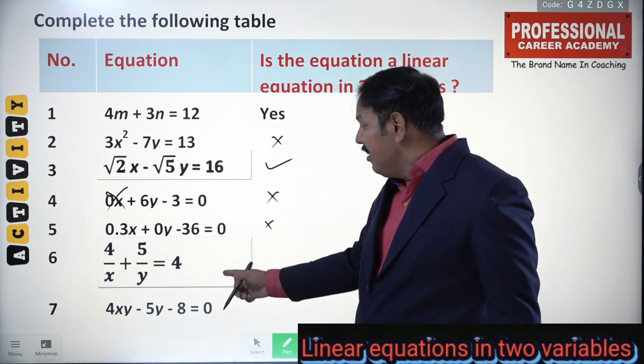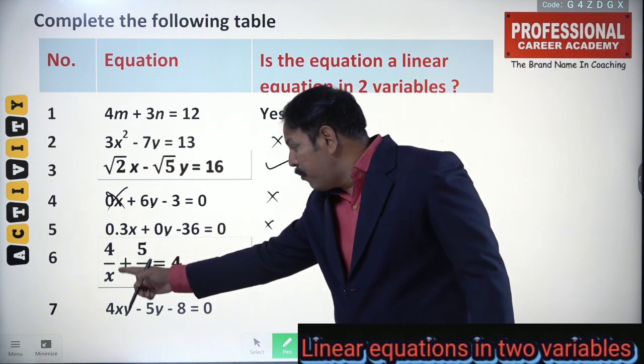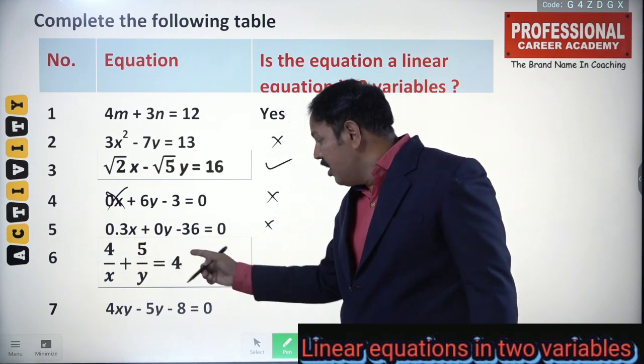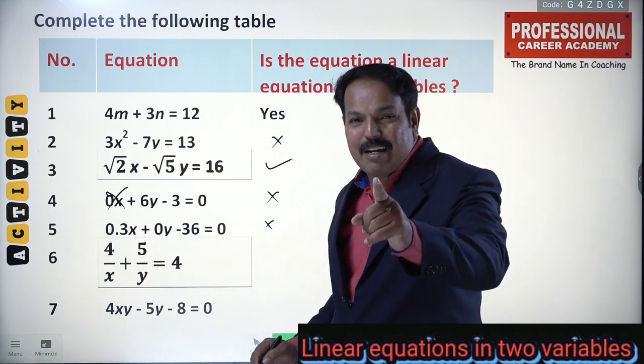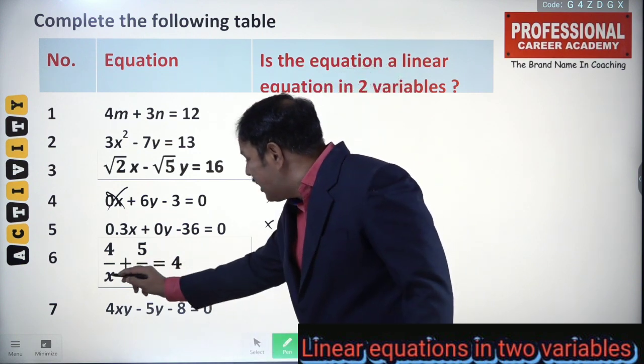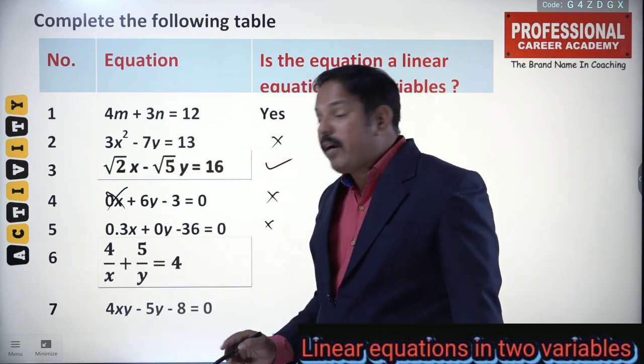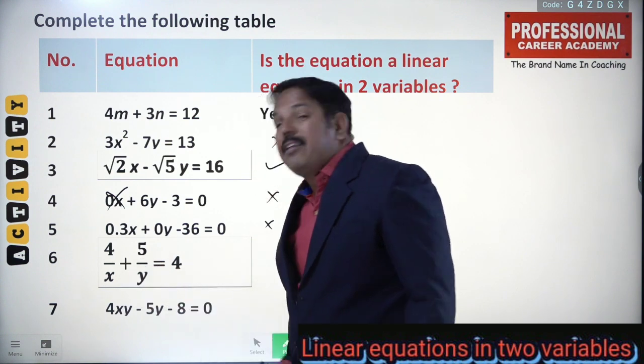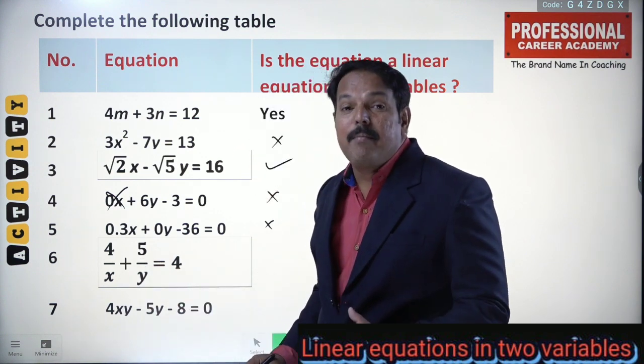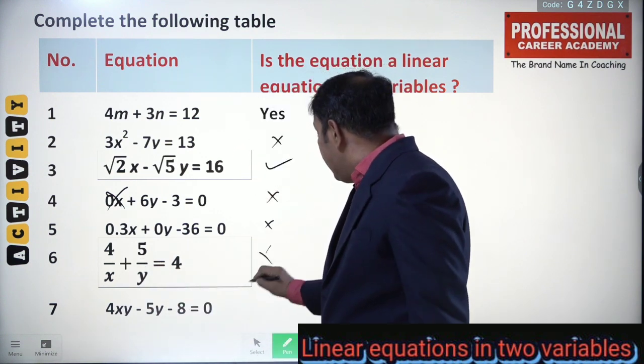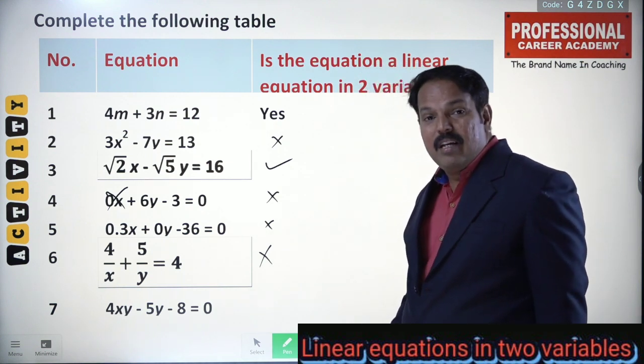Now see here another one: 4 upon x plus 5 upon y is equal to 4. We have taken one example like this. So here x and y, two variables are there. Their powers are 1, no doubt, but these are in the denominator. That's why the power becomes minus 1. So this is also not a linear equation in two variables.